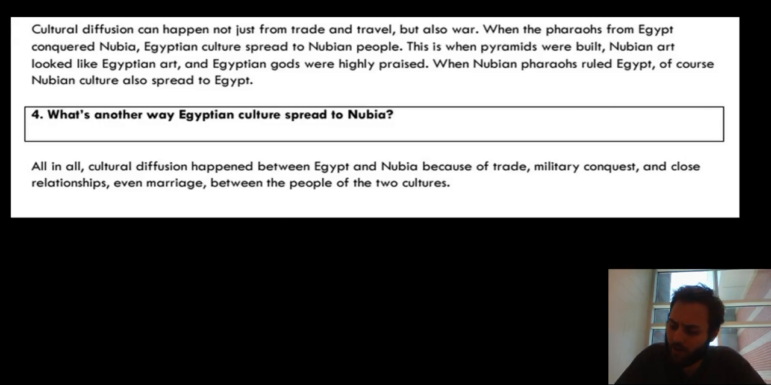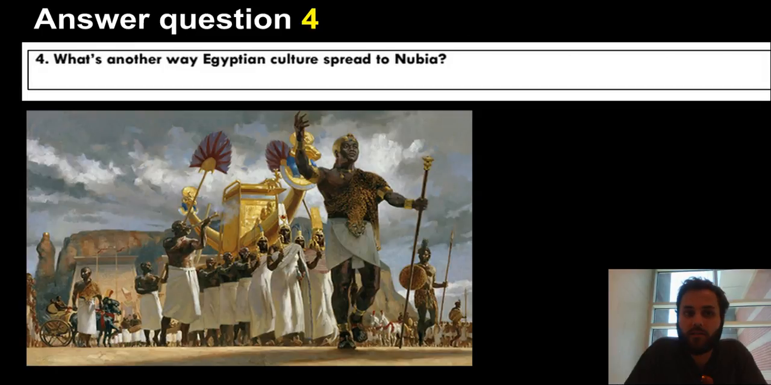Cultural diffusion can happen not just from trade and travel, but also war. When the pharaohs from Egypt conquered Nubia, Egyptian culture spread to Nubian people. This is when pyramids were built. Nubian art looked like Egyptian art, and Egyptian gods were highly praised. When Nubian pharaohs ruled Egypt, of course Nubian culture also spread to Egypt. Answer question 4. What's another way Egyptian culture spread to Nubia?